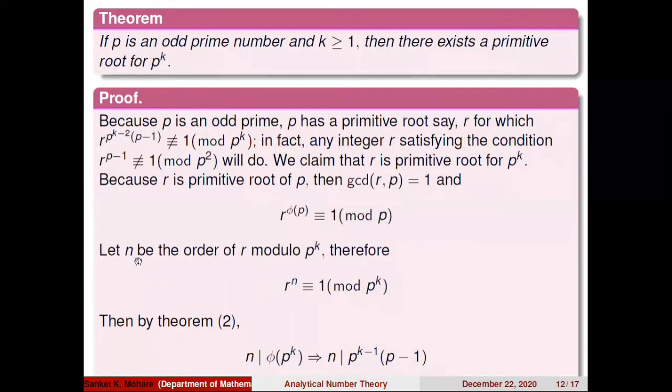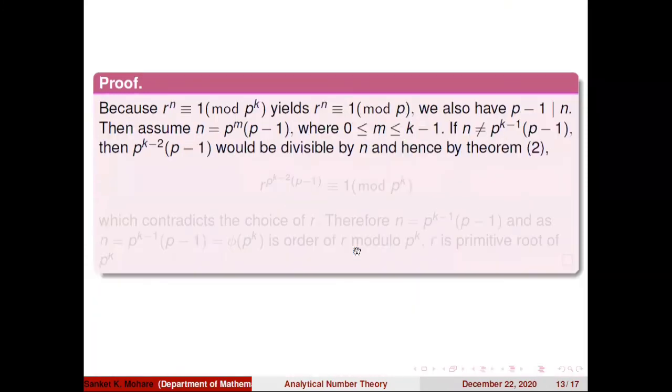Here n is what? n is the order of r modulo p to the power k. Here I am saying n divides p to the power k minus 2 into p minus 1. So using that theorem, a to the power h is congruent to 1 modulo p^k, here instead of h we have p to the power k minus 2 into p minus 1. So r to the power p^(k-2)(p-1) is congruent to 1 modulo p^k using that theorem.